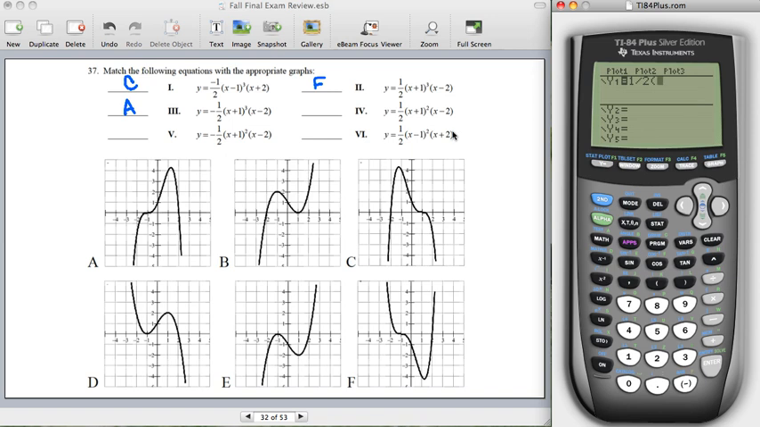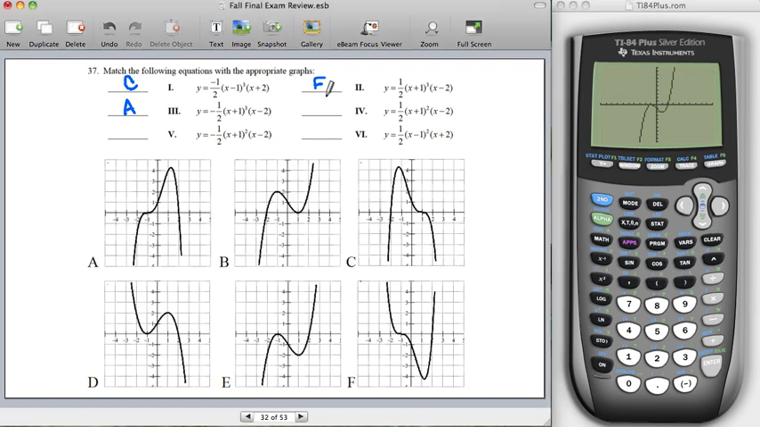And you could graph all of these if you really wanted to. I was trying to avoid that just by using logic. Guess logic didn't take me very far with this. Let's graph it. So that's going to be E. Which makes this one D, using some logic. And then process of elimination, this one has to be B. So there you go. You can look at the zeros and you can look at the multiplicities. If you need to, you can always graph them on the calculator.